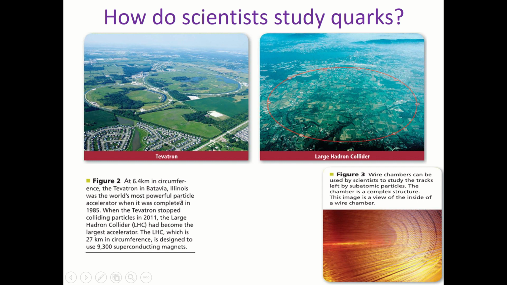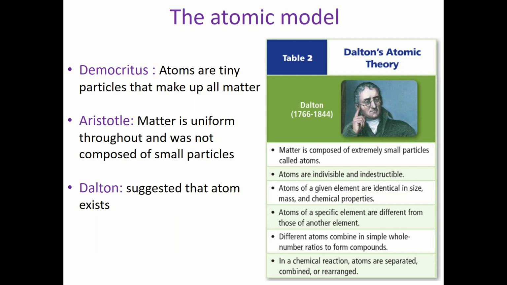We need to know what particle accelerators are, and particle accelerators are places where we can accelerate particles. We can make them move faster and faster, and then we make them collide. When they collide, they produce smaller particles. And the wire chamber is a container that contains electricity, and when the particles enter the container, they change the electricity inside it, and by that change we can identify those particles. Okay, now the next thing we'll speak about here is called the atomic model.